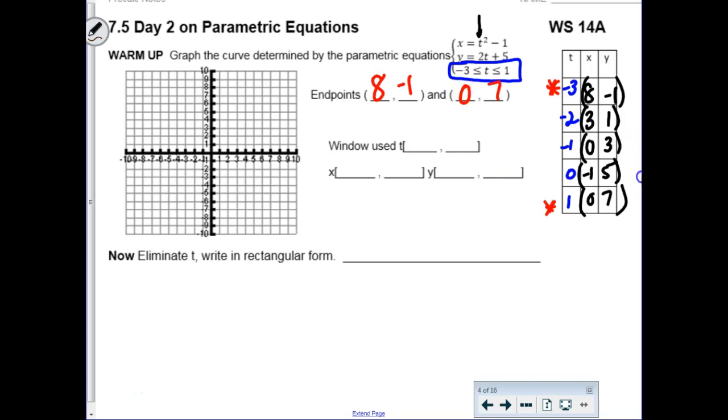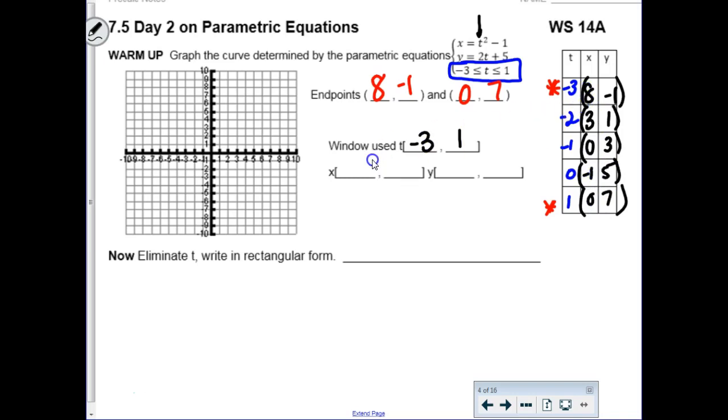So let's talk about window used. Now the t is a gimme window. They literally told you what to use for t. So t goes from -3 to 1. And then for x's and y's, you should be able to look at your data results and tell me where we should look for x's and y's. So the x's don't go any smaller than -1, and they don't go any higher than 8.